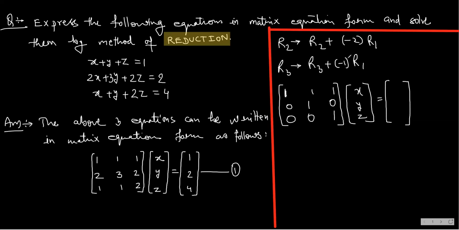R2 changes to R2 plus minus 2 R1. R1 is same, so here you get 0. And R3 changes to R3 plus minus 1 R1. So this is 4 plus minus 1 of 1. That is 3, you guys. 4 minus 1 is 3. Okay. So this is done.